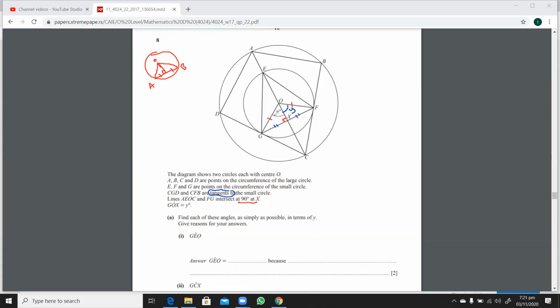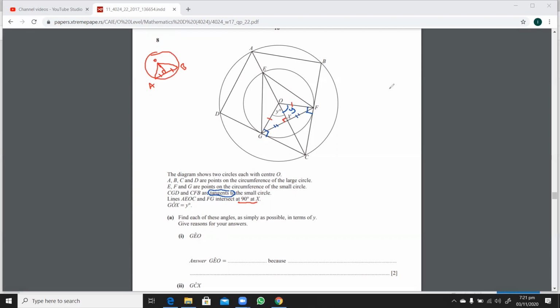Now, since this is the radius, all of this is going to be a right angle over here, because the radius is perpendicular to the tangent. There is going to be a right angle over here because this is the radius and this one is the tangent. Now it says find the angle GEO. The angle GEO. This is the angle GEO.